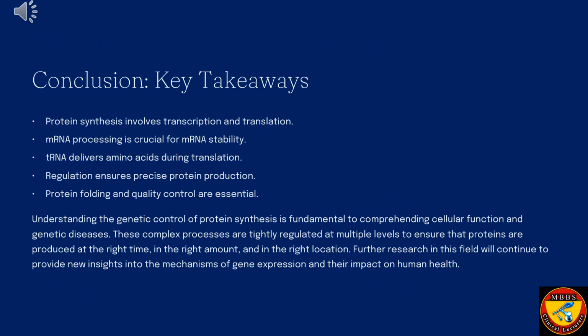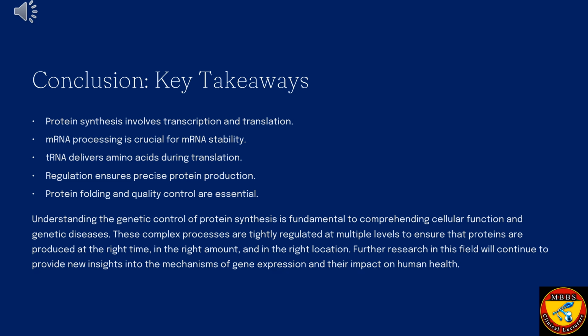Protein synthesis involves transcription and translation. mRNA processing is crucial for mRNA stability. tRNA delivers amino acids during translation. Regulation ensures precise protein production. Protein folding and quality control are essential.